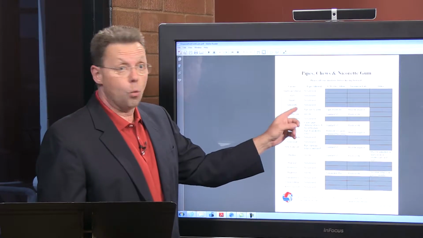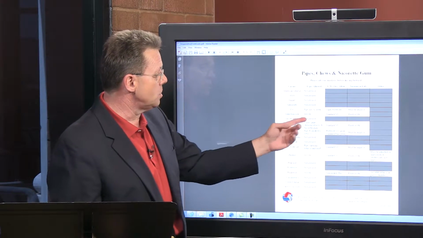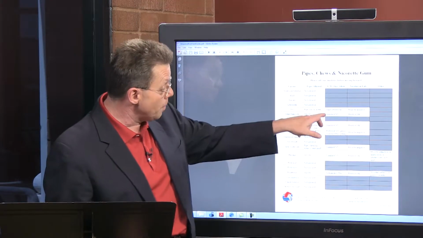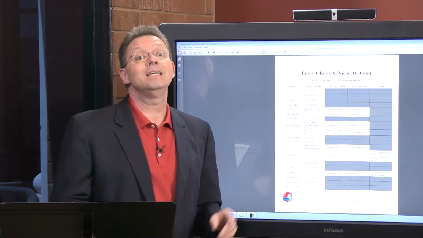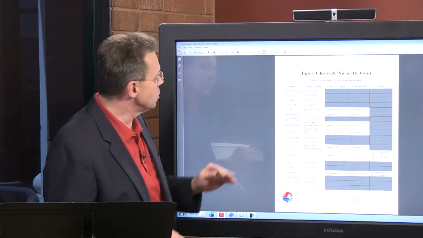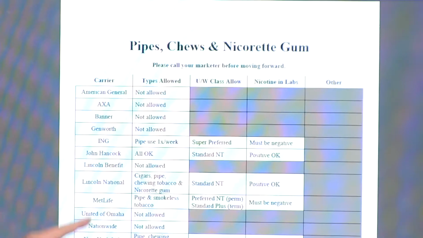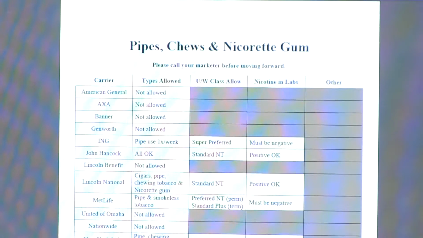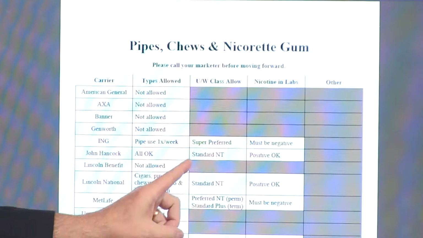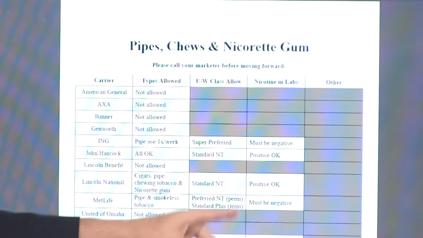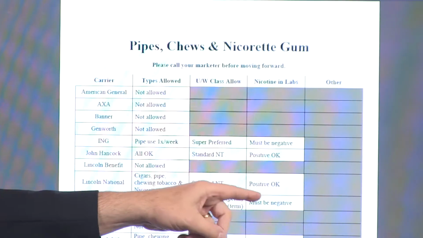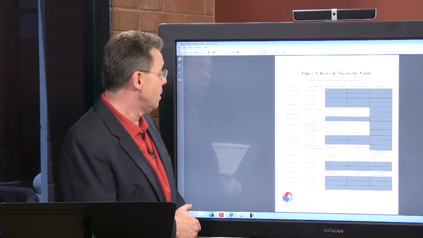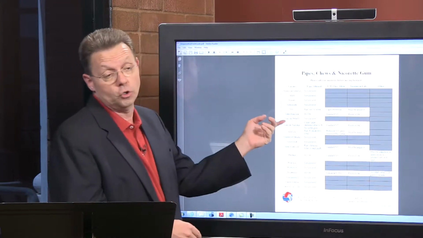For pipes, once a week, another carrier says, no, if it's just a pipe and he's just smoking it once a week, I'm willing to do super preferred, but the nicotine in the labs has to be negative. Again, you're just looking at different ideas. Another one will allow cigars, pipe, chewing tobacco, and Nicorette gum, all 4. They'll come in at standard non-tobacco, and they can still have a little bit of reading in their urine. They could have nicotine, and they're still going to get that rating standard non-tobacco, which is a non-smoking rate for a person who uses tobacco.